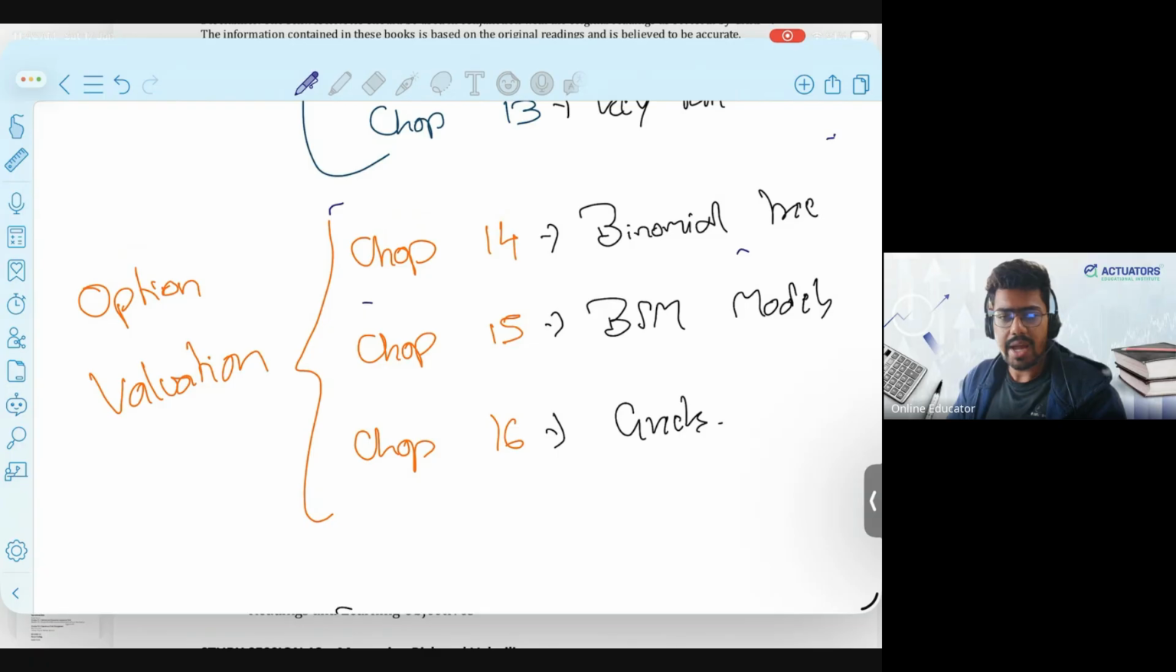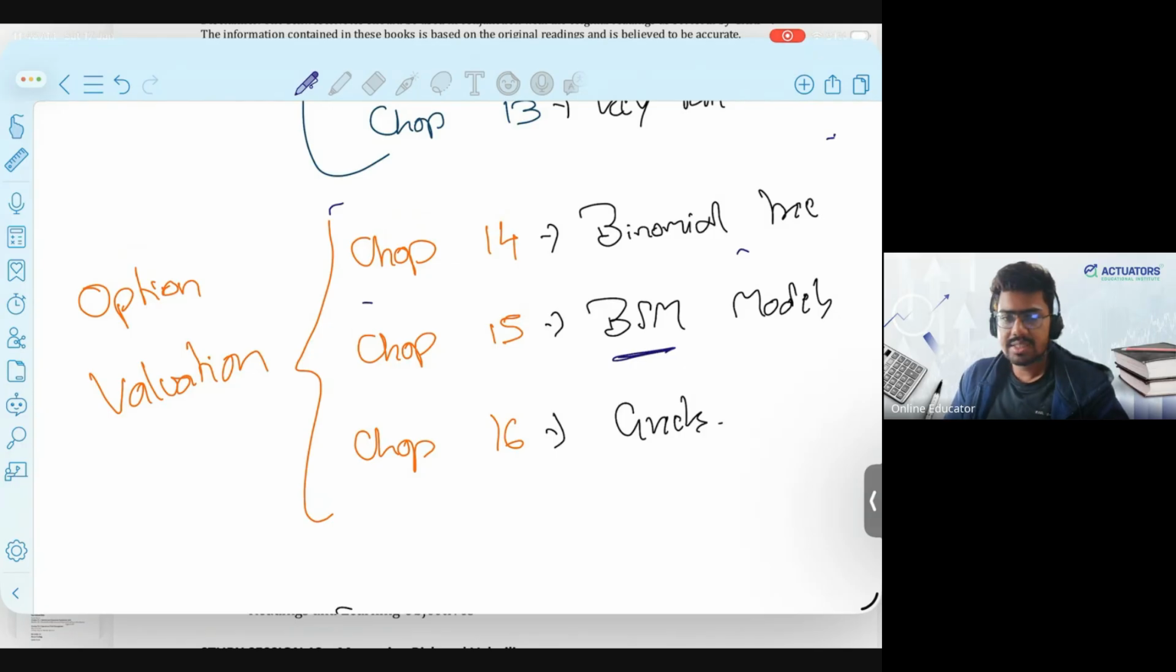Chapter 15 is the Black-Scholes-Merton model, BSM. It is a more advanced version of the binomial tree using normal distribution, standard normal and log normal distribution parameters. And this is an advanced model which is currently used in many companies to calculate the value of the option. We will learn this, but for that we will need prior knowledge of the previous chapters, so I am not going into detail of chapter 15.